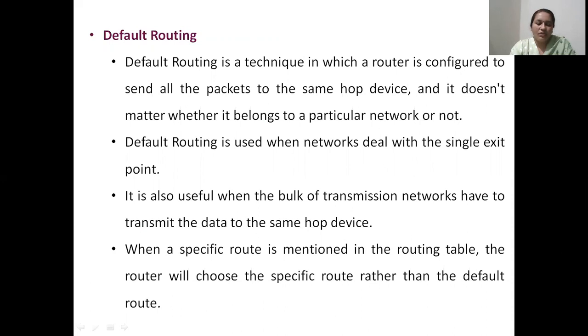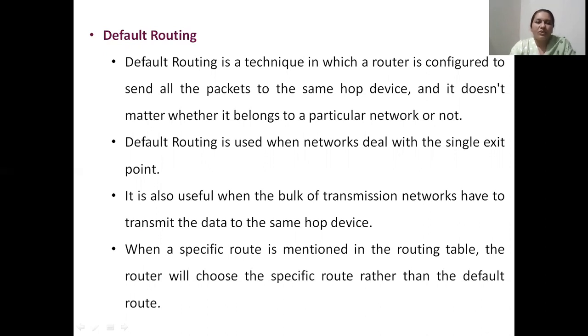So meaning that whatever packets come at that particular router, if all of them have to be delivered to a single device on the network, then default routing will be used because the path and the number of devices is restricted here. The interface is single as well as the device is single. So no sophisticated routing is required for such routing models because there is only a single hop device. This technique is useful when bulk of transmission networks have to transmit the data to the same hop device.